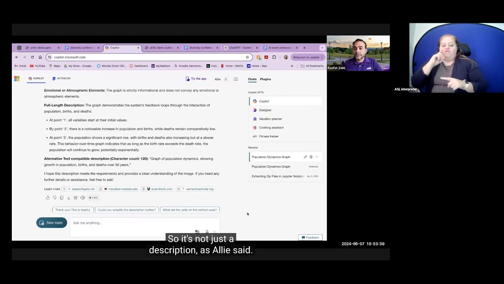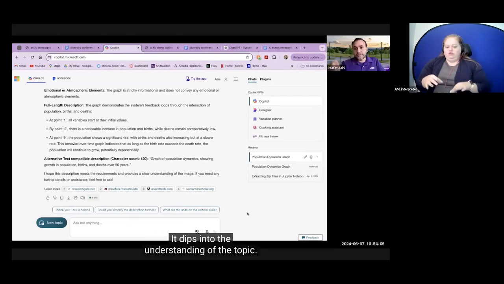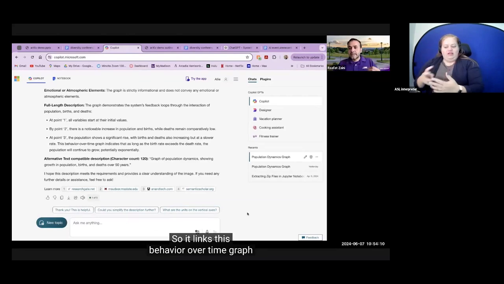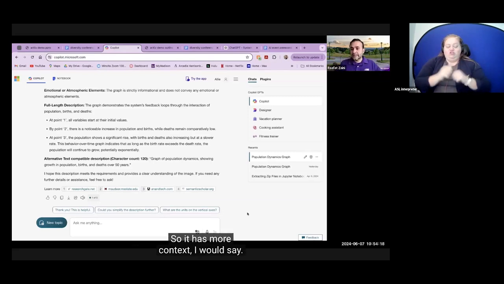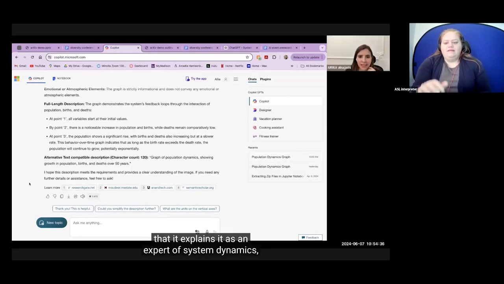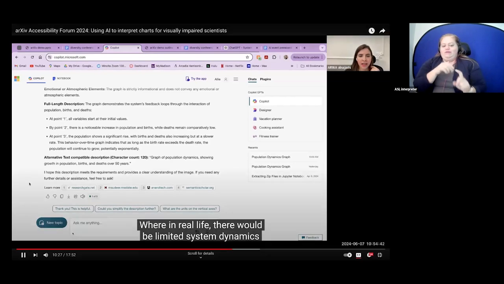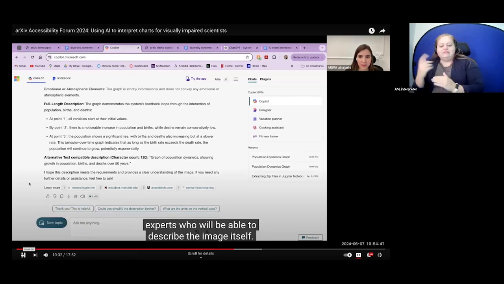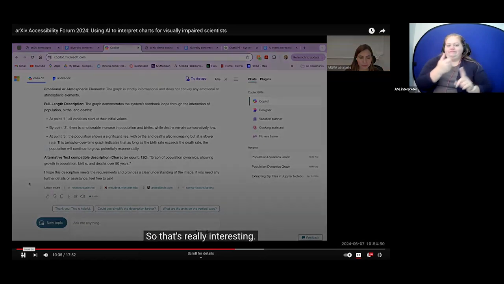So it's not just a description, as Ali said. It dips into the understanding of the topic. So it links this behavior over time graph to what is the system structure. So it has more context, I would say. Yeah, I think it's great that it explains it as an expert of system dynamics, the way we prompted it, where in real life, there would be limited system dynamics experts who will be able to describe the image itself. So that's really interesting.